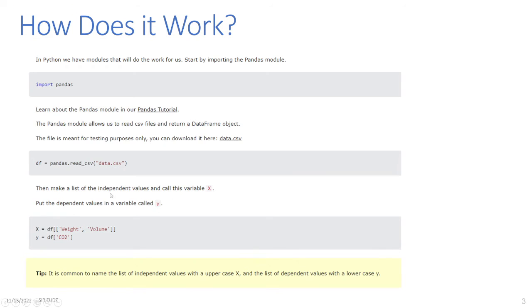Again, independent variables are the cause, and the dependent variable or values are the effect. So it is common to name the list of independent values with the uppercase X, and the list of dependent values with the lowercase y. This is maybe to indicate that this one is a list or a compound. So we have several independent values inside this list here.